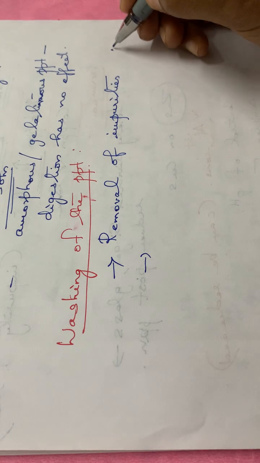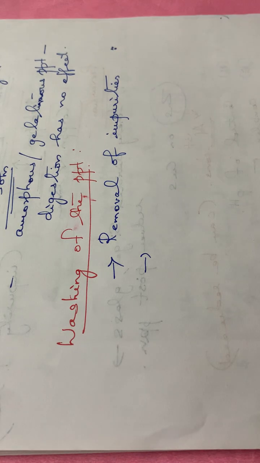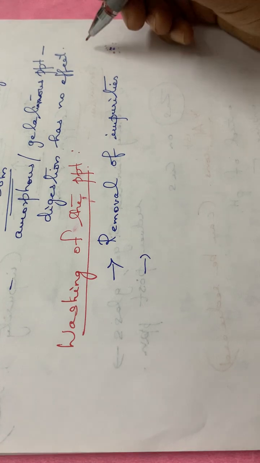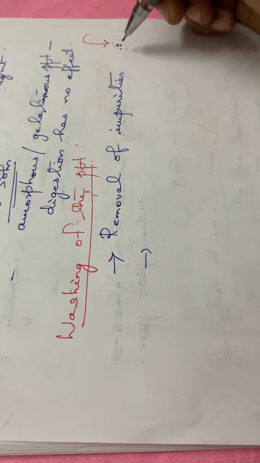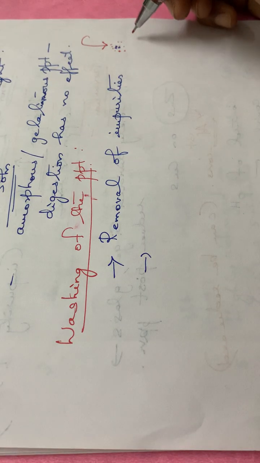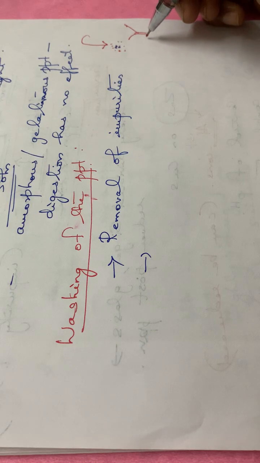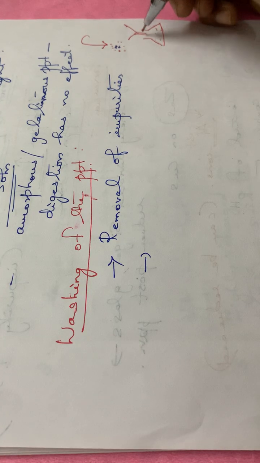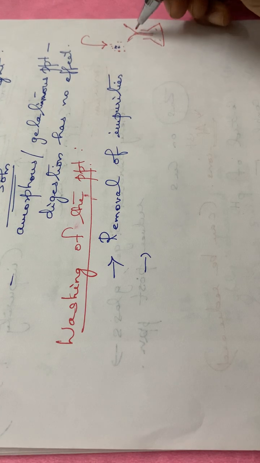Suppose this is the precipitate. Sometimes some impurities might get adsorbed on the surface of this precipitate. So by washing this precipitate, after precipitation we will be filtering through a filter paper using a funnel. This is the funnel, and this is the conical flask, and we will be filtering the precipitate.